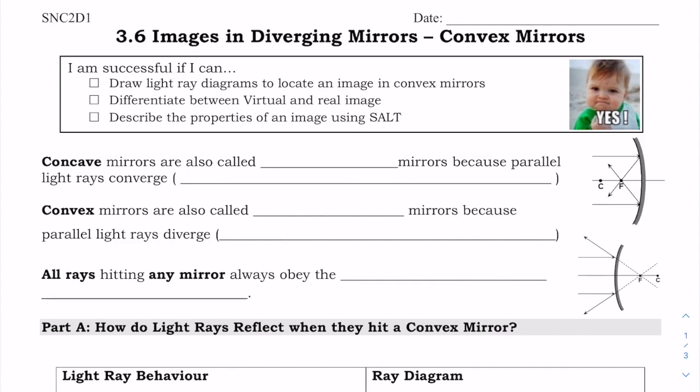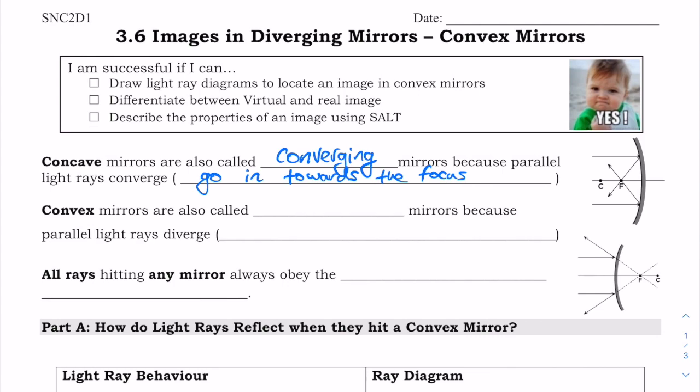In the last lesson, we looked at concave mirrors. These are also referred to as converging mirrors. And this is because parallel rays of light converge at the focal point, which is just another way of saying that they go in towards the focus. And we can see an example of this in the picture to the right.